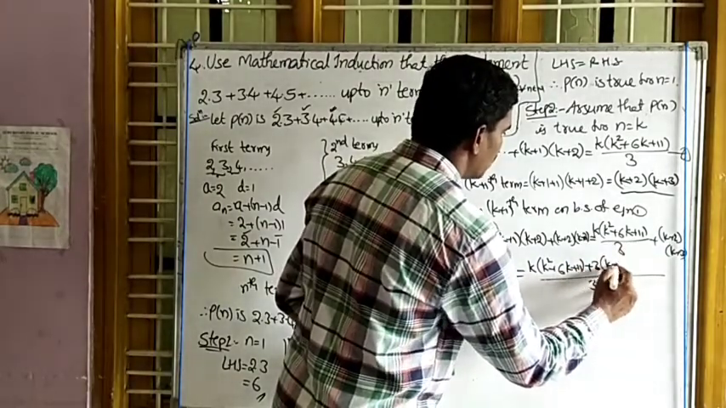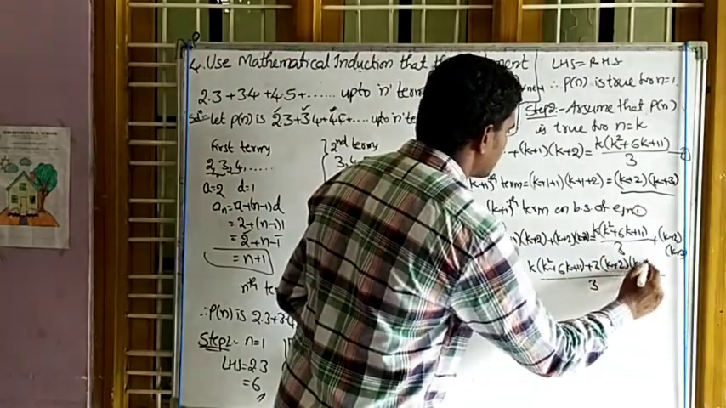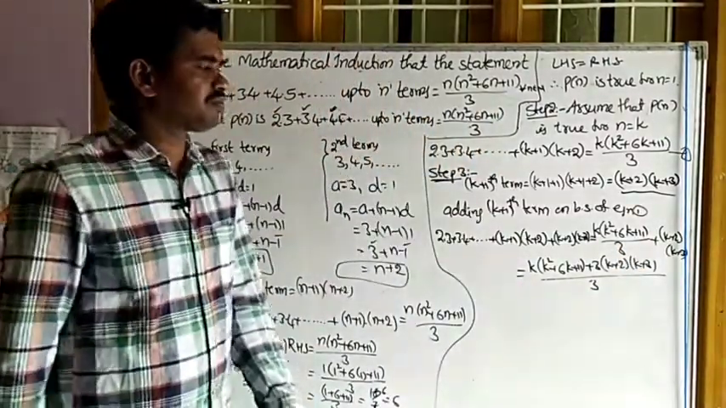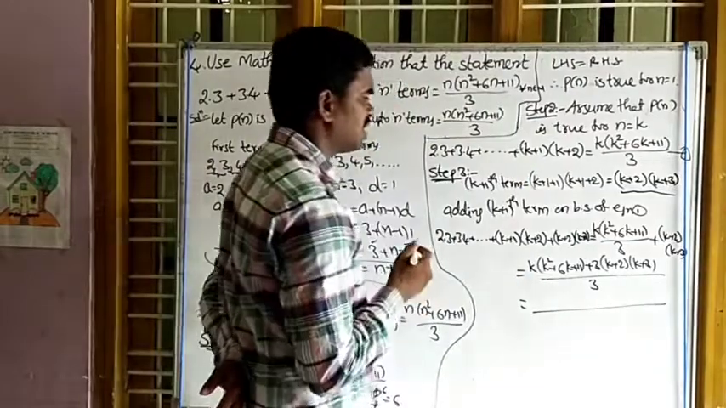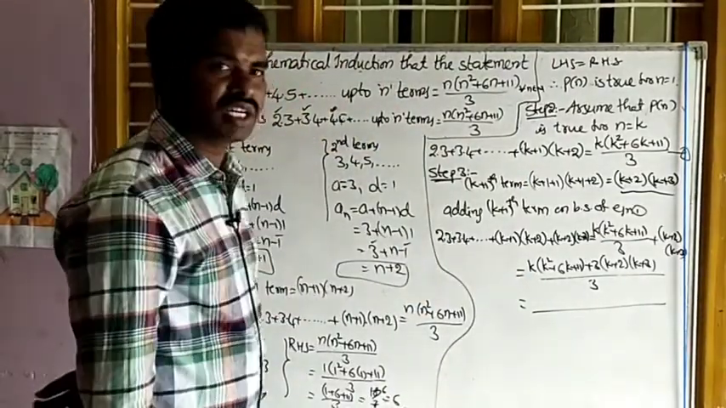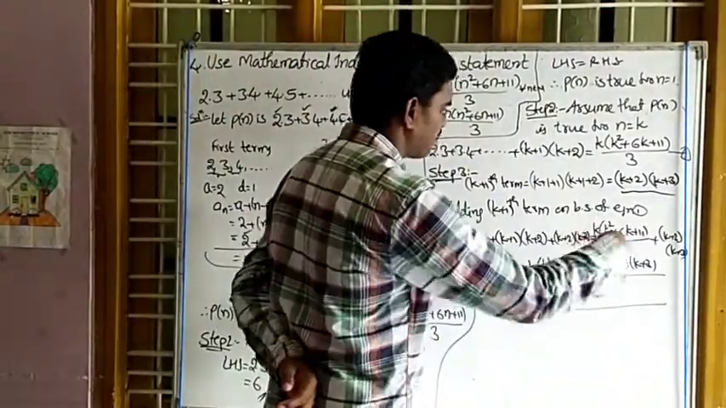3 into k plus 2 into k plus 3. We have to simplify this. Nothing is common on the left side and the right side, am I right? Yeah, so nothing is common. So what do we have to do? Simplify, multiply each and every term.